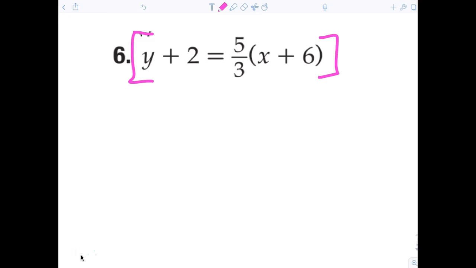And then, what do I get? So you get 3y plus 6 equals 5x plus 30. You're awesome, buddy. Good job. Easy as that. Good? Bubble, you all right? So you multiply by 3.